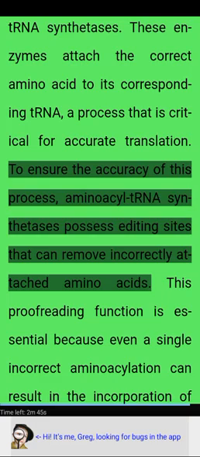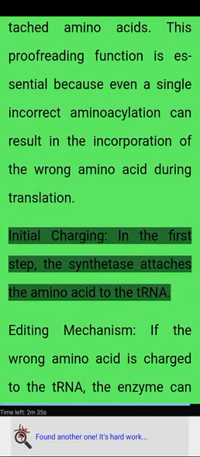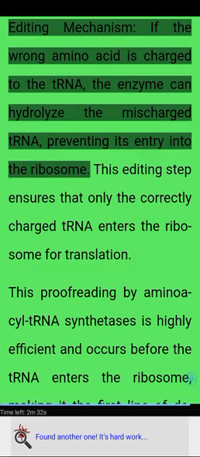To ensure the accuracy of this process, aminoacyl tRNA synthetases possess editing sites that can remove incorrectly attached amino acids. This proofreading function is essential because even a single incorrect aminoacylation can result in the incorporation of the wrong amino acid during translation. Initial charging. In the first step, the synthetase attaches the amino acid to the tRNA. Editing mechanism. If the wrong amino acid is charged to the tRNA, the enzyme can hydrolyze the mischarged tRNA, preventing its entry into the ribosome.